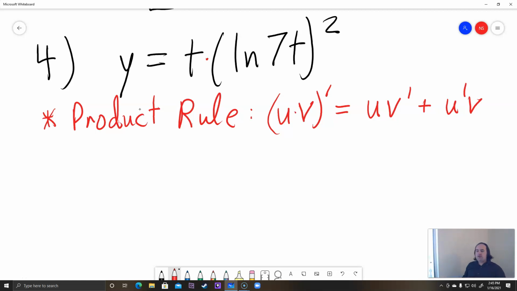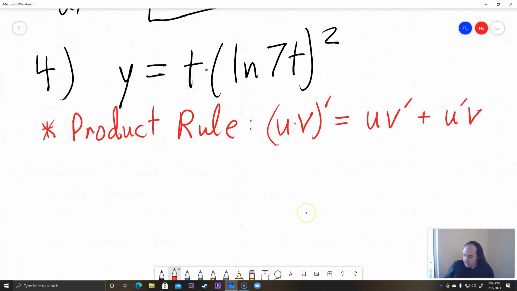So (uv)' is equal to u times v prime plus u prime times v. I know my primes look a little bit like ones there, so let me fix that. Okay, so here we can just label these two things multiplied together, and then we can work things out and do the product rule. So here our u is going to be t, and then our v is going to be this big thing here. So our v is actually going to be the quantity ln of 7t, quantity squared.